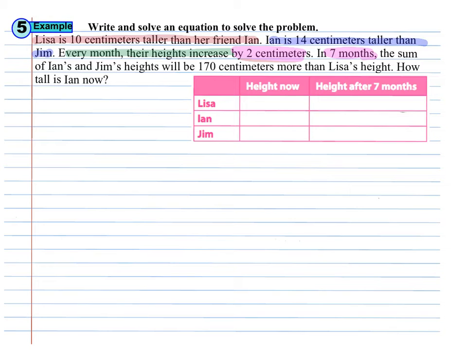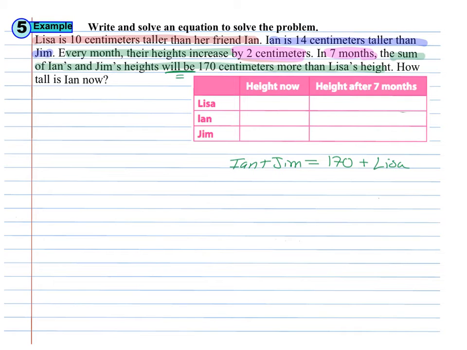So 7 months have gone by, and now they say in 7 months, the sum of Ian and Jim's height will be 170 centimeters more than Lisa's height. That piece right there is our equation that we're going to substitute other information into. So if we add Ian and Jim's height, that equals 170 centimeters more than Lisa. Okay, and that information is for after 7 months.